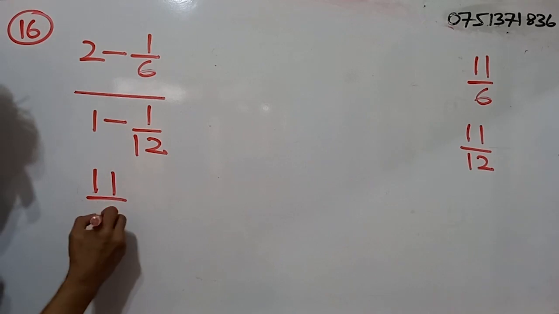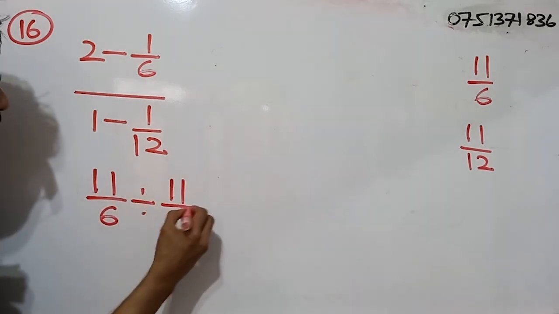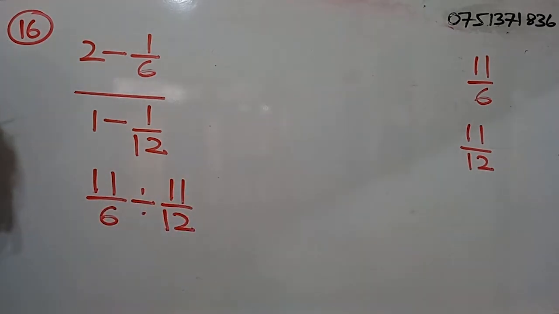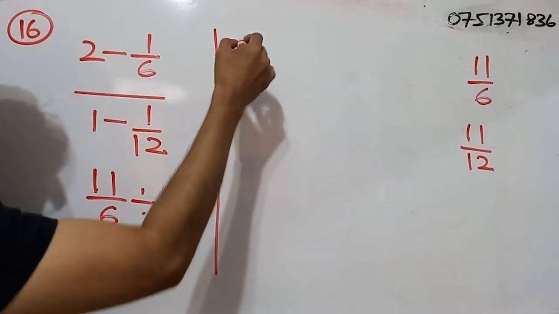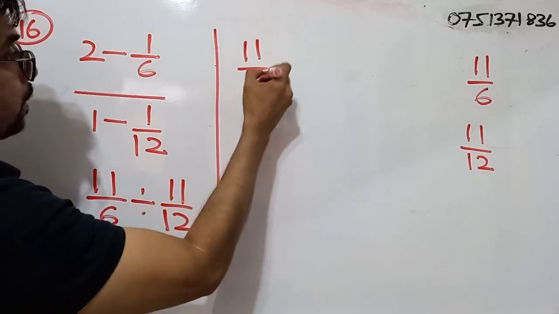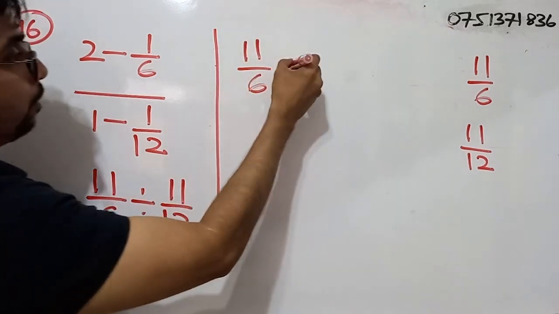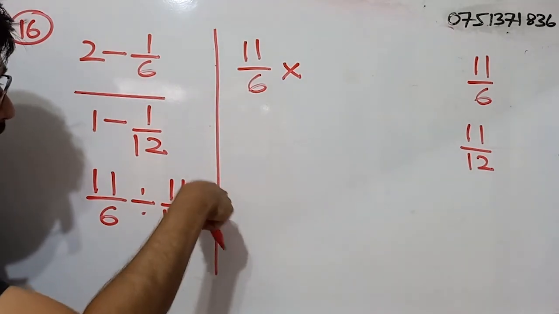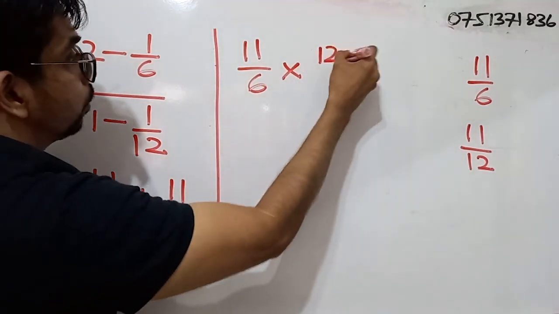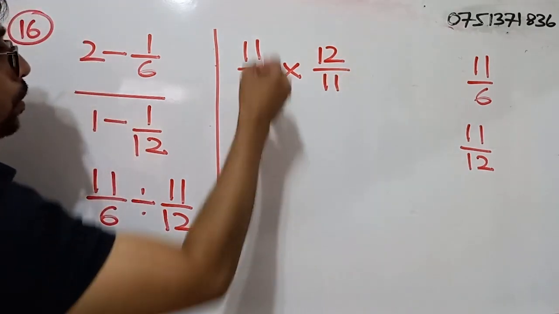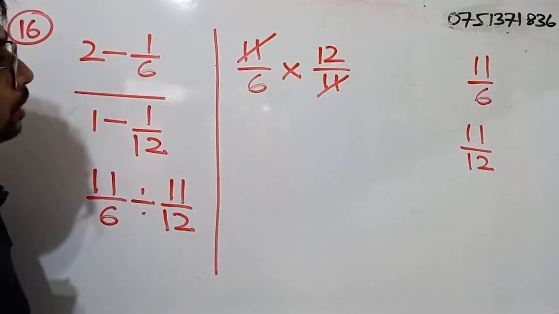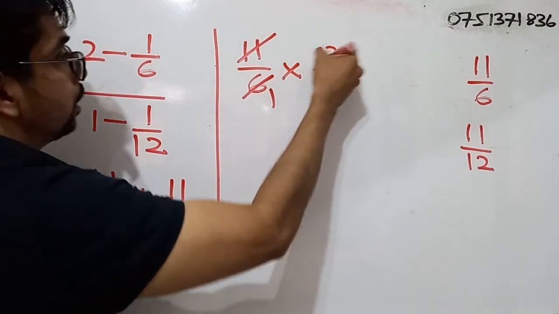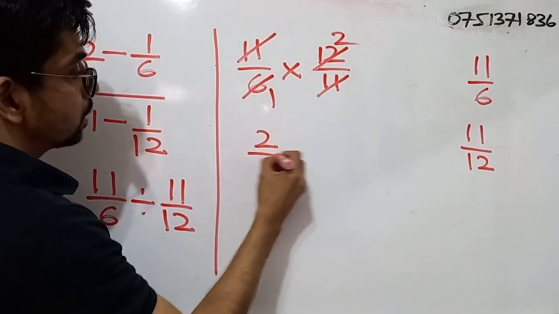Now what do we have to do? 11 by 6 divided by 11 by 12. Okay. So I will continue the simplification on this side. 11 by 6 division, I will replace it by a multiplication. Then the reciprocal of 11 by 12, which is what? 12 by 11. So here I can easily cancel off these two 11s, and 6 times 1, 6 times 2. So here the answer is what?